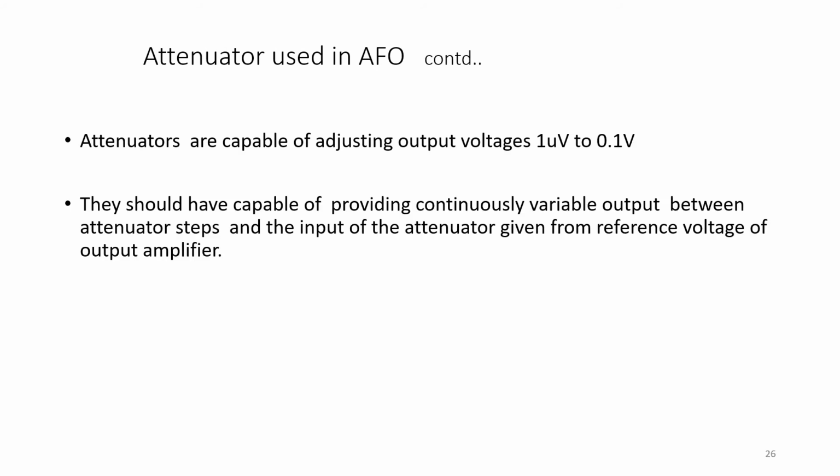So attenuators are capable of adjusting output voltages from 1 microvolt to several volts. They should have the capability of providing continuously variable output between attenuator steps, and the input of the attenuator is given from the reference voltage of the output amplifier.